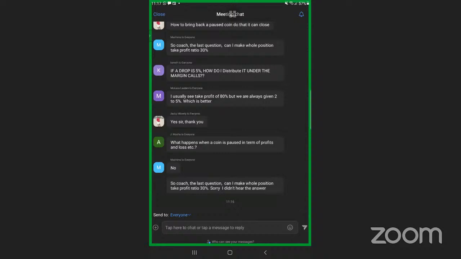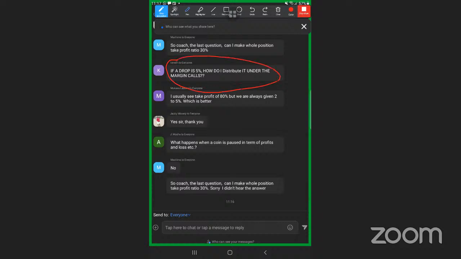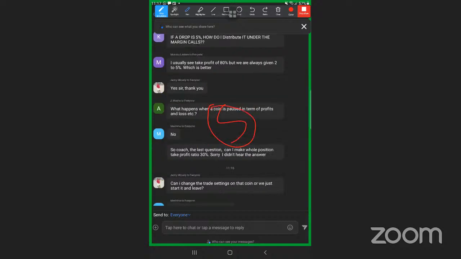If your margin call drop is 5%, divide it by the number of margin calls. Someone is saying, Kenneth, if your margin call drop is 5, divide it by the number of margin calls, which is 5. It means you're going to have 1, 1, 1, 1 per drop. You just need to take the percentage drop divided by the number of margin calls. That's all. There is no gimmick there.